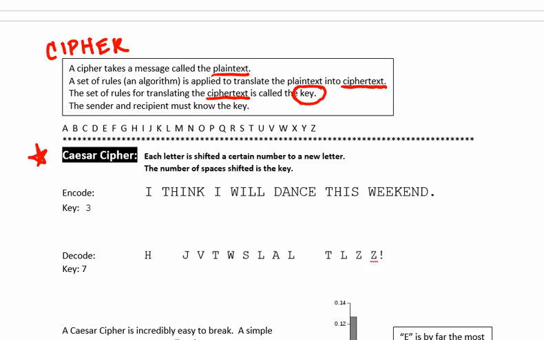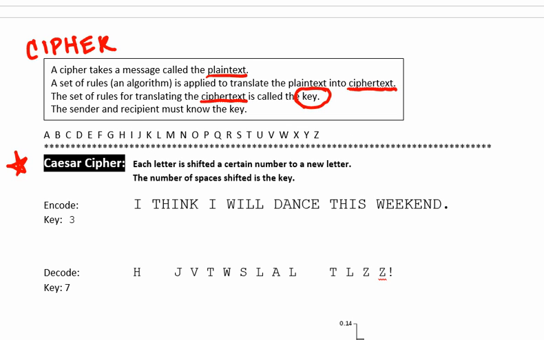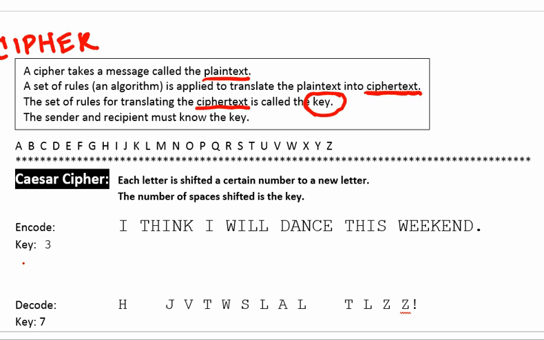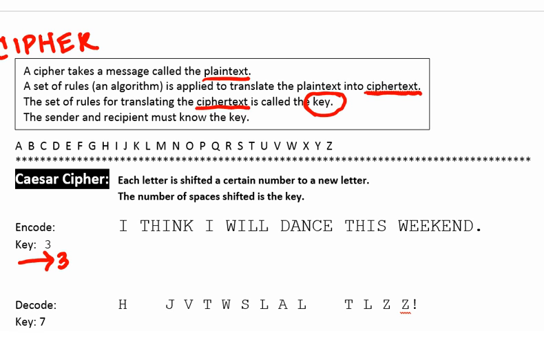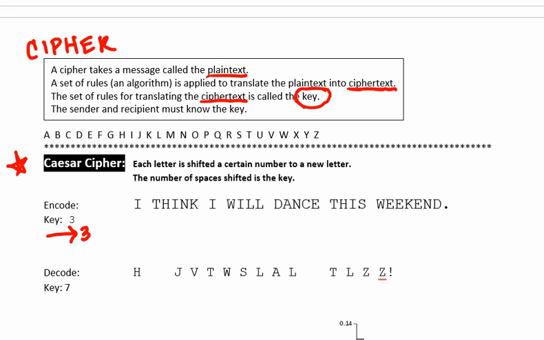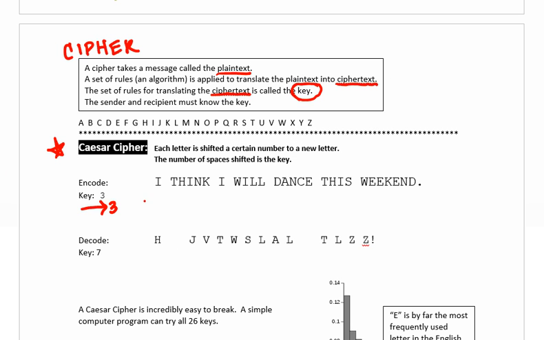So, for example, if I wanted to encode this message, "I think I will dance this weekend," then I am going to move forward 3 spaces. And I'm worried that by zooming in, I've taken this off the screen. So I'm going to zoom back out again. Okay, so I'm going to move forward 3 spaces. So I start with my I, and I look up at my alphabet, and I go forward 3. 1, 2, 3. That is an L.